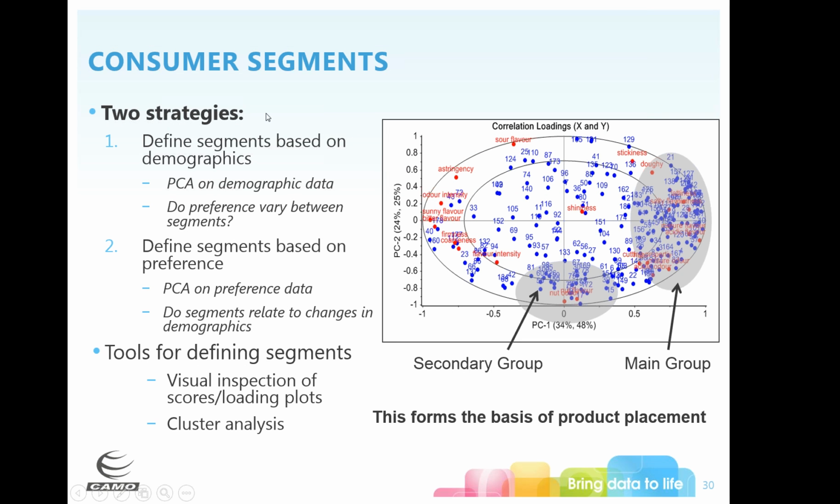There are different strategies. You can define your segments based on your demographics. You can do a PCA on the demographic data. Does their preference vary between these segments? Or do you define segments based on preference? You can do your PCA on your preference data, and see if that relates back to your demographics. So you define your segments by visual inspection of your scores and loadings plots, and you can do cluster analysis.